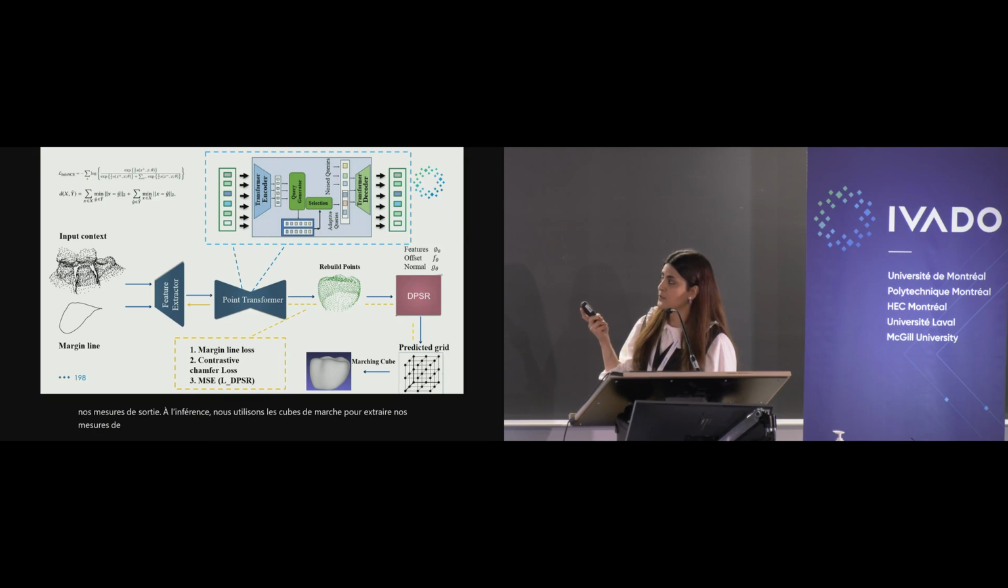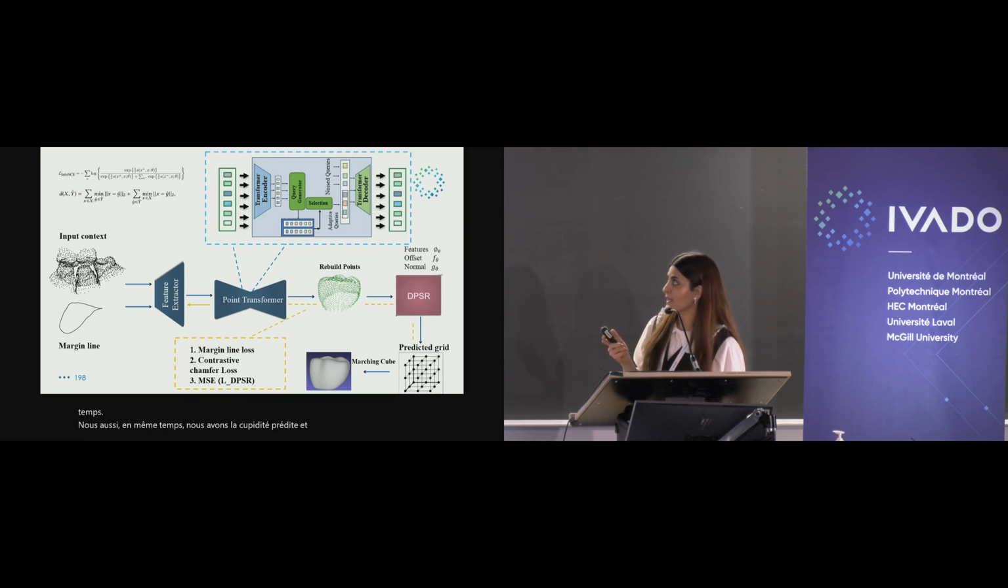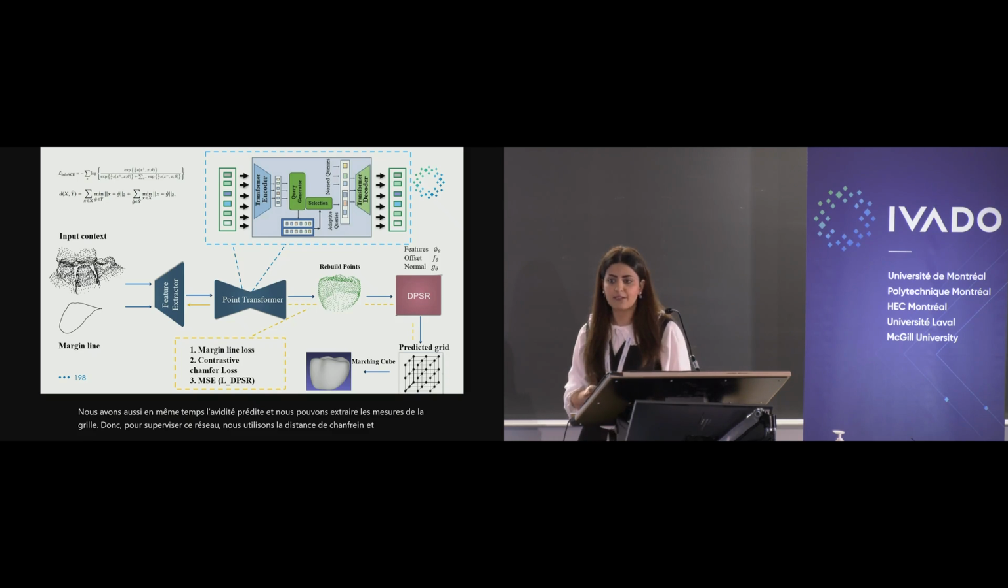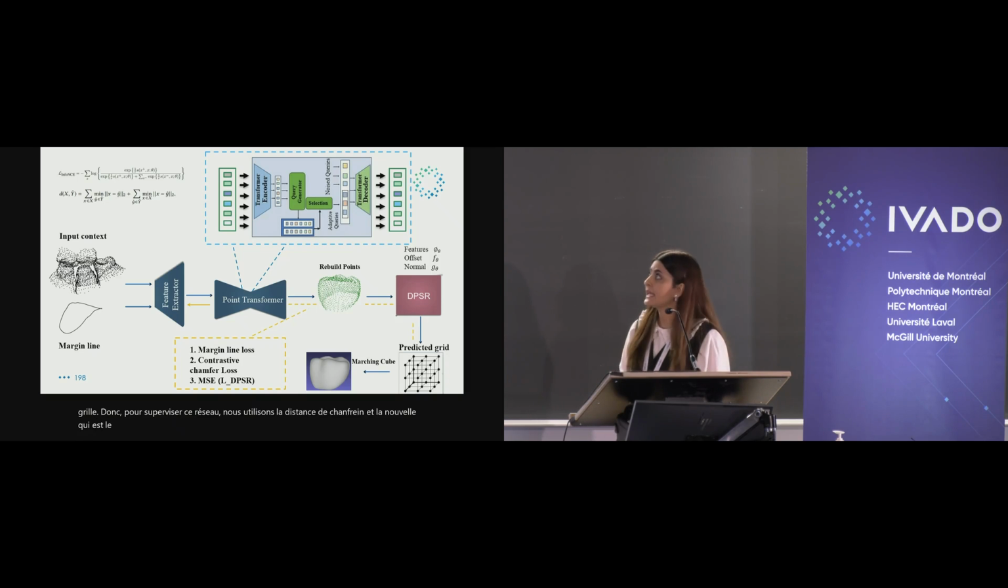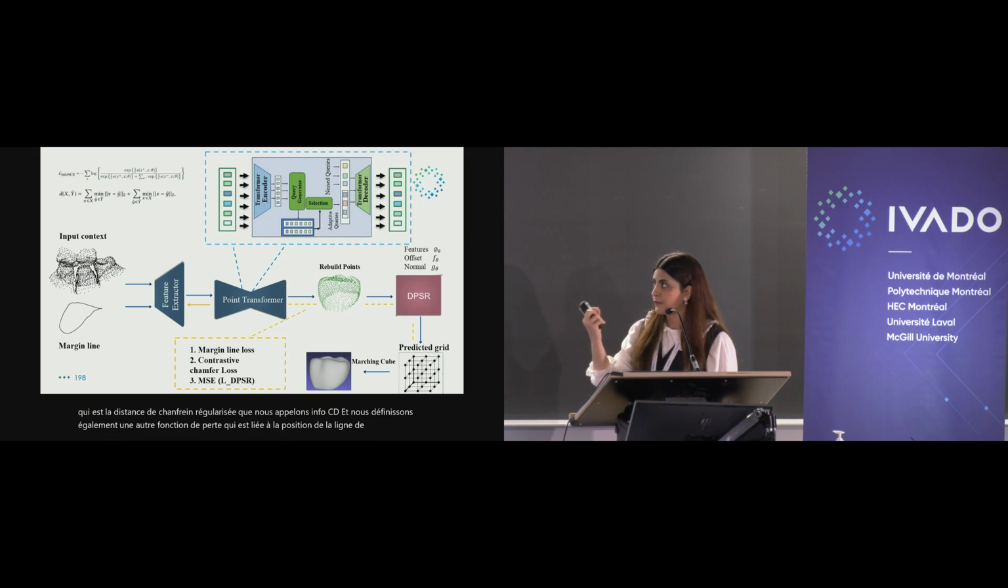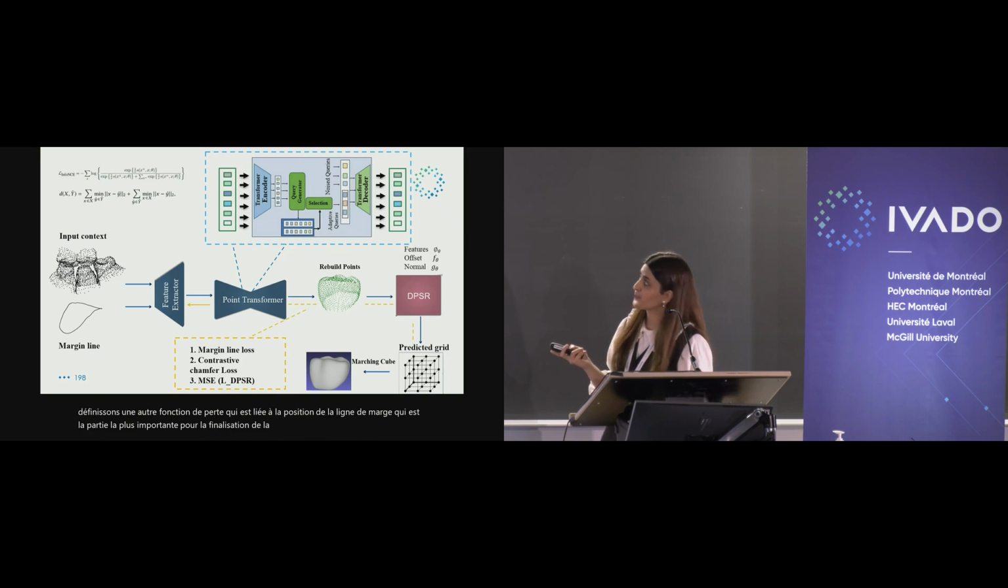On the screen, we have an end-to-end deep learning model which can predict the rebuilt point clouds, and at the same time we have the predicted grid, and we can extract the meshes from the grid. To supervise this network, we use the Chamfer distance and a new one, the regularized Chamfer distance, which we call InfoCD. We also define another loss function related to the margin line position, which is the most important part for finalizing the crown on the prep.